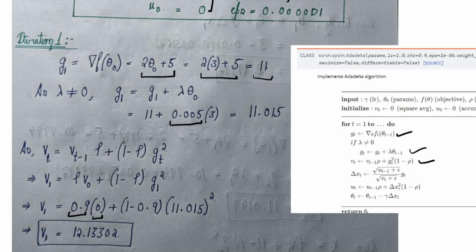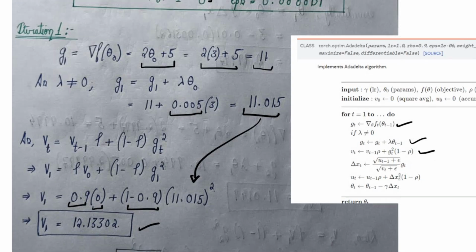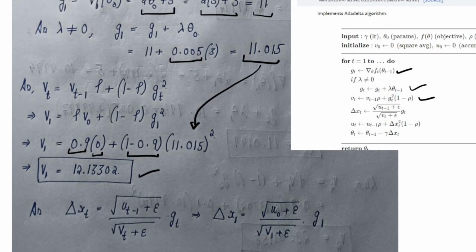We put the value of rho as 0.9 as we have initialized. V0 was initialized to 0. 1 minus rho is 1 minus 0.9. And G1. Now this is the updated value of G1 which we should be taking, not 11. So we take the updated value of G1 and square it, and this is the value of V1 I am getting. Now we can calculate delta xt as well over here, as it is mentioned in the algorithmic flow.